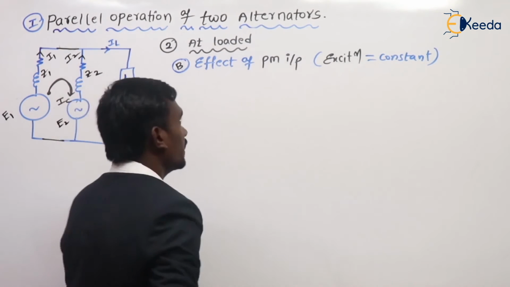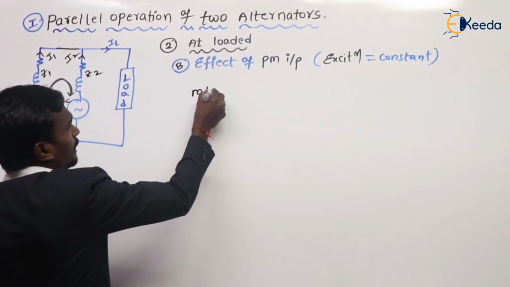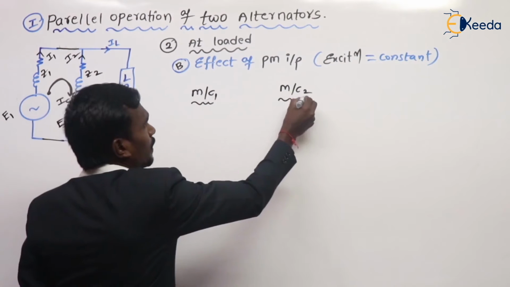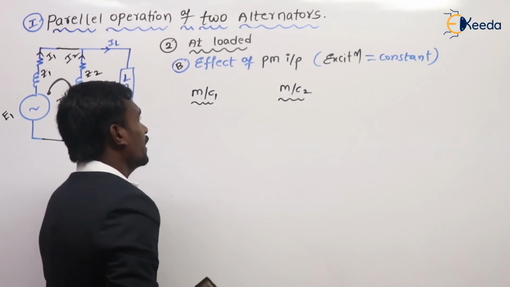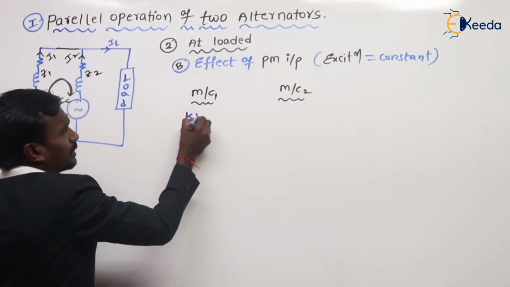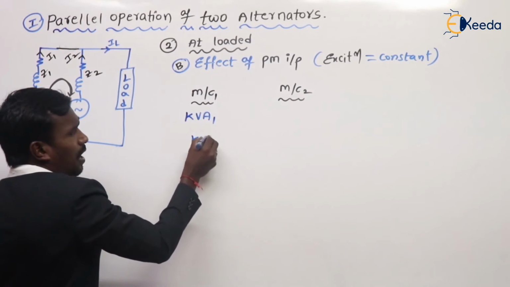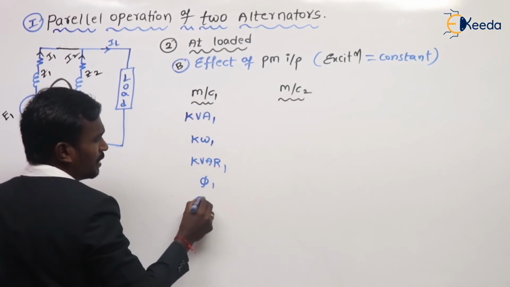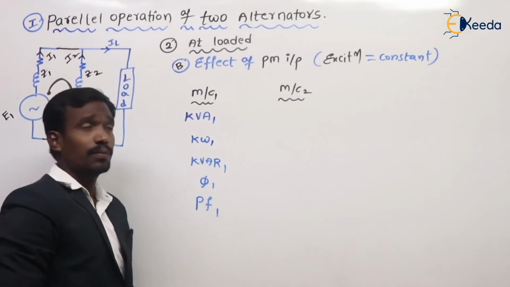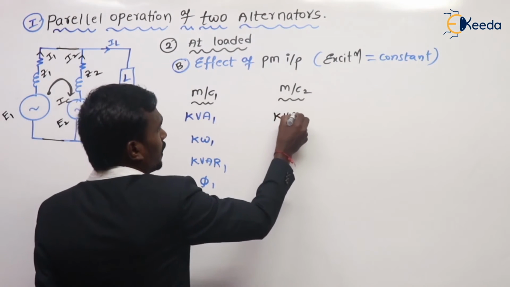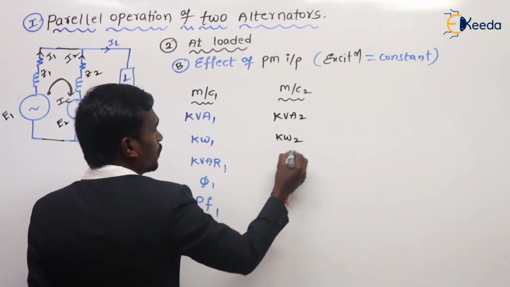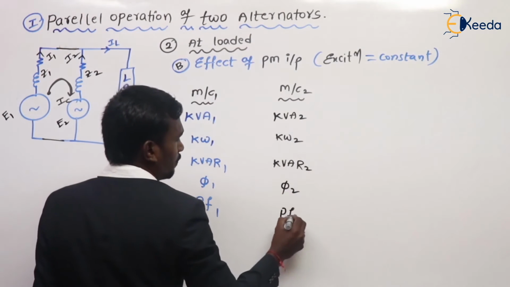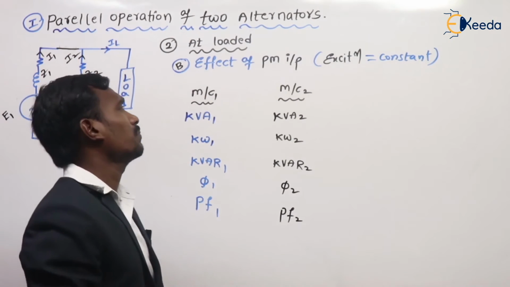Right? See here, again two machines are operating in parallel, machine 1 and machine 2. Here, machine 1 has kVA, kW and kVAR, power factor angle and power factor. And machine 2 has kVA 2, kW 2, kVAR 2, phi 2 and power factor. This is machine 1 and machine 2.